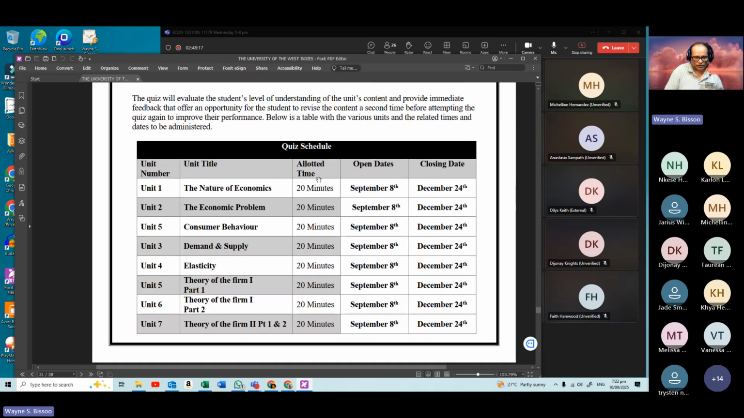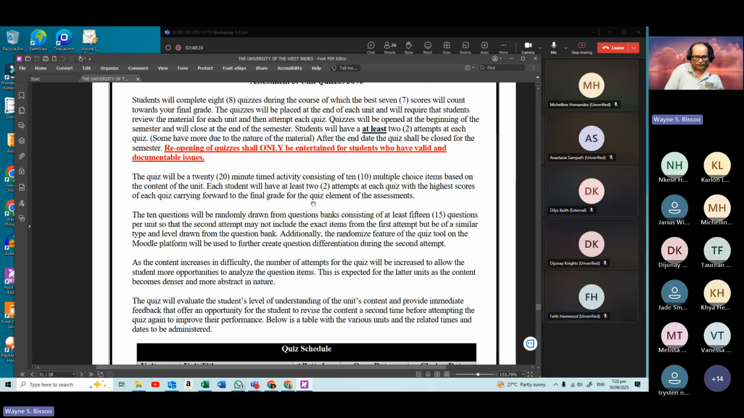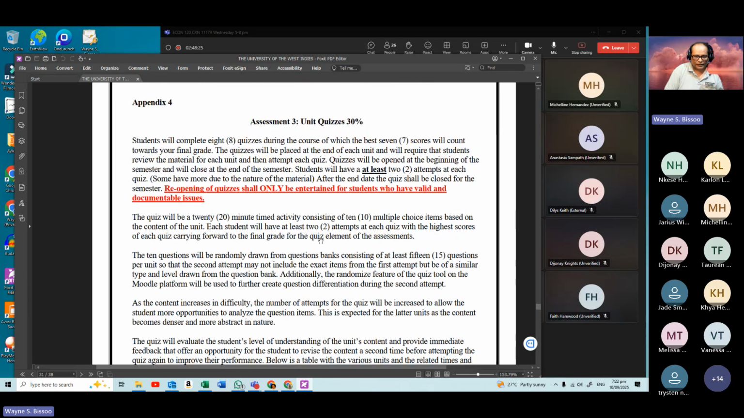This is the schedule. They're all set for 20 minutes. I'm going to take the best 7 out of it, and they count for 30% of your final grades. All of them are going to be in the form of 10 multiple choice questions that you're going to tackle in that 20 minutes time frame. So in essence, you have 2 minutes per question. And you work from there.